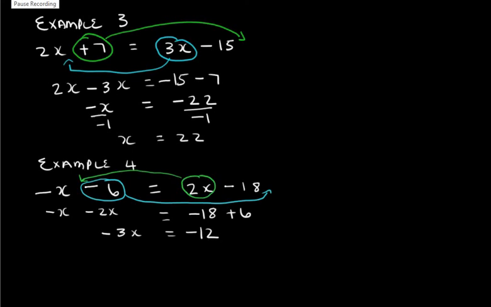Minus x minus 2x is minus 3x, and minus 18 plus 6 is minus 12. So what do we need to do now? We need to divide by the number in front of the x. In this case it's negative 3, but what we do to the left we must also do to the right. That leaves us with x is equal to 4.